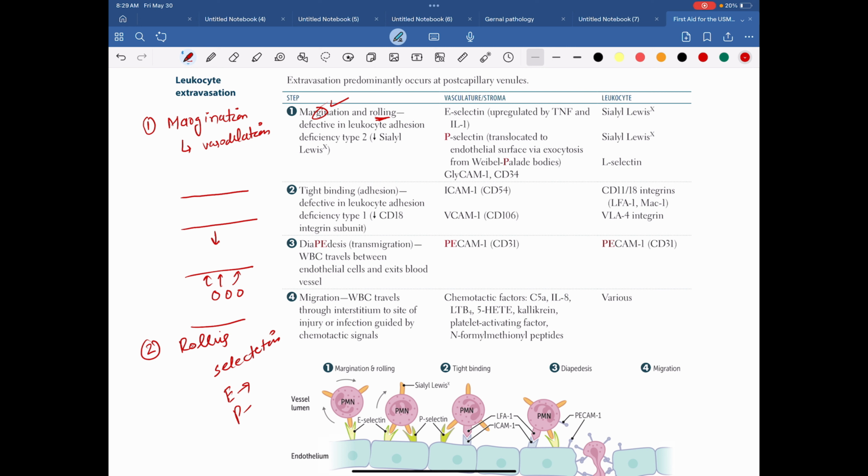Then we have the P selectin. P selectin is going to be mediated by histamine, and from where is it released? It is released from the Weibel-Palade bodies. So please keep this in mind. These are the types of proteins which are present on the endothelial cell.